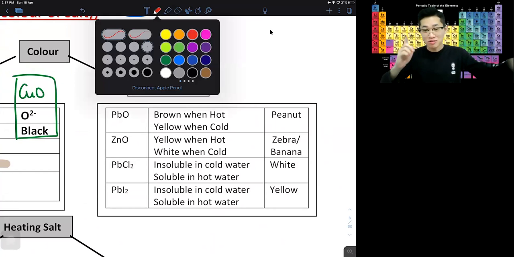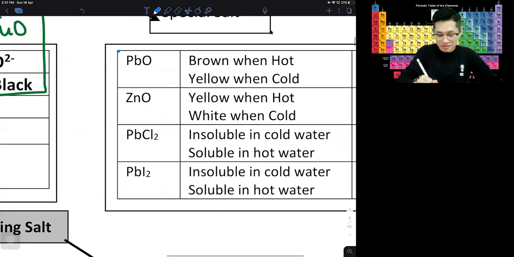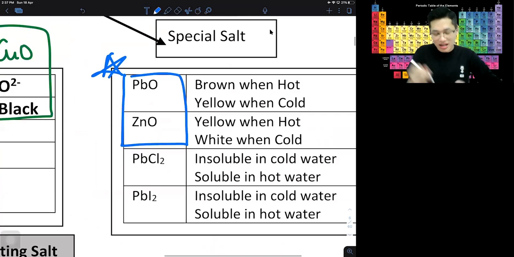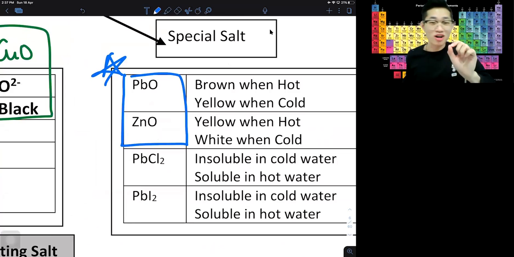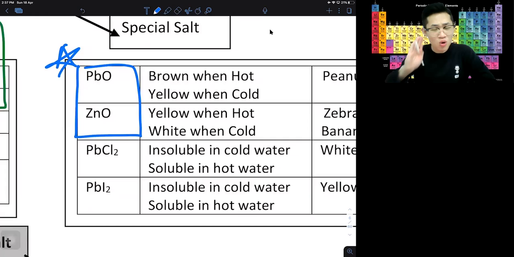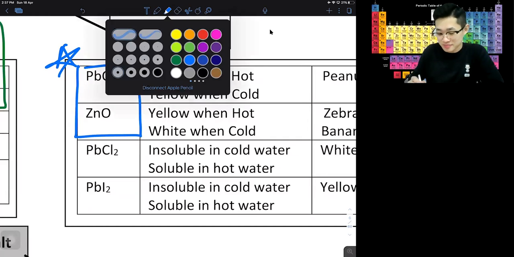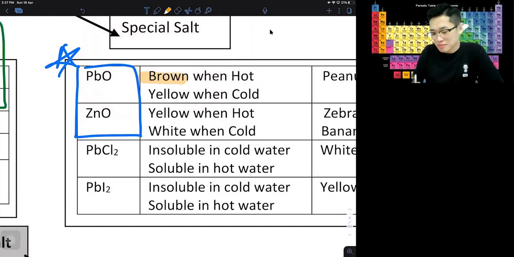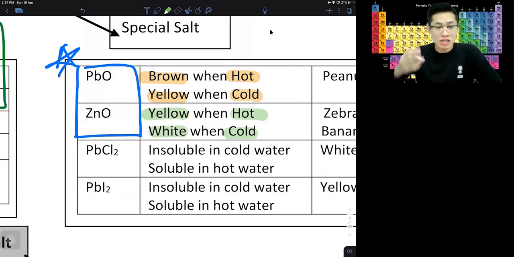Okay, now you are left with this very important example, PbO and ZnO. They always like to ask this in the exam. Why? Because they have two colors. PbO is brown when hot, yellow when cold. And then zinc oxide is yellow when hot, white when cold. When you write your answer, you're going to write both.